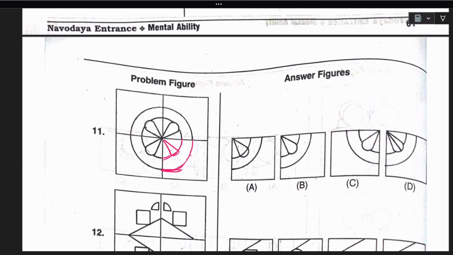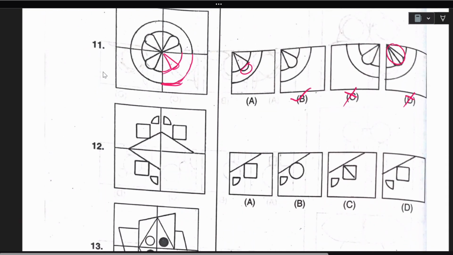So we have to find out the correct ones. This is in this direction, but this one is in the opposite direction, so we will be eliminating C. And then in the middle we got an extra line here, so we will be eliminating D as well. And then this should not come outside, this should internally be like this, so the correct answer is B. And the next one is 12.